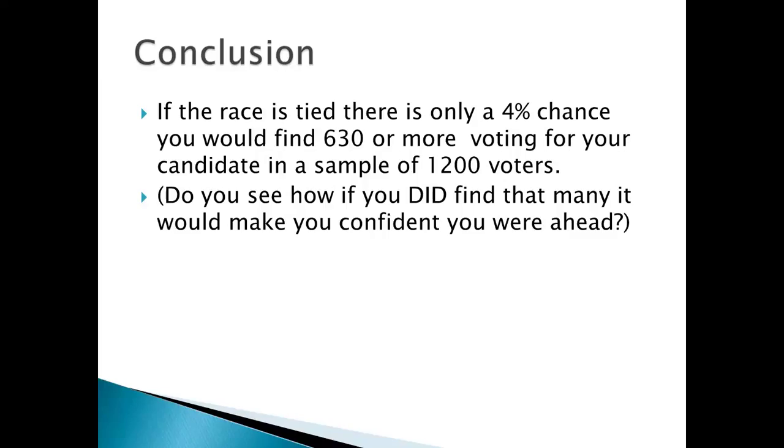If the race is tied, there's only a 4% chance you would find 630 or more voters voting for your candidate in a sample of 1,200 voters. And so I hope you can see that if you just did find 630 or more out of 1,200, it would make you pretty sure that you were winning. So that's a brief introduction to the sampling distribution of the proportion.